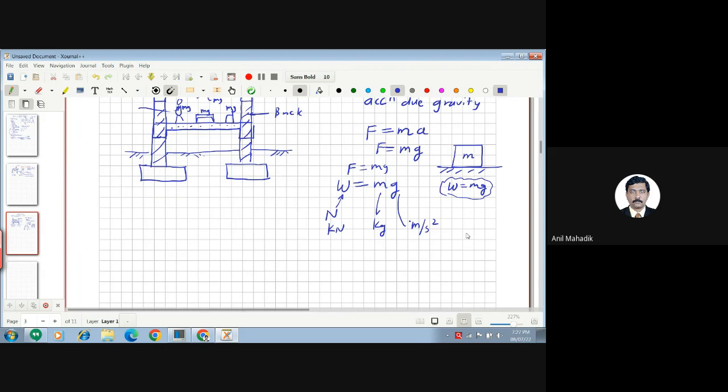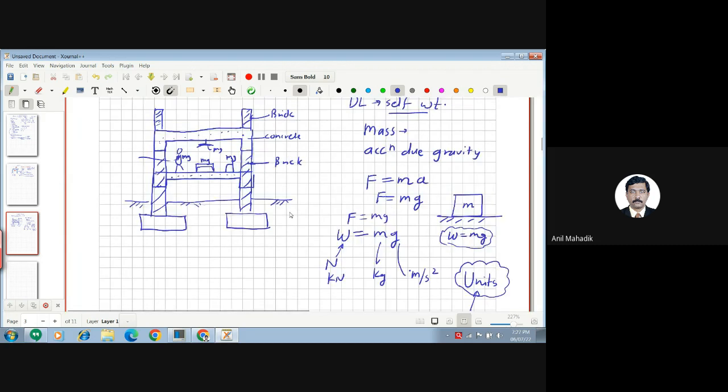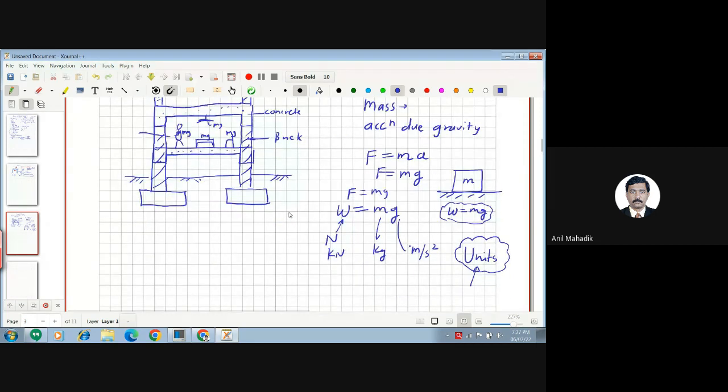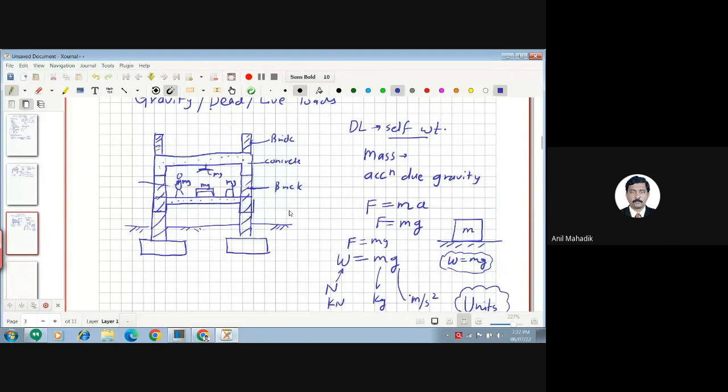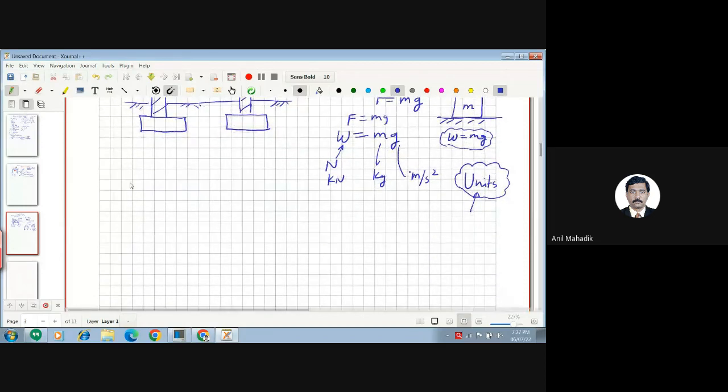Please, in structural engineering, keep in mind you should know the units of each term you are using, and please don't forget to write the units. Many times students and candidates make mistakes if they miss the unit part of any calculation. So don't miss that. You should know each and every unit of the terms you are using in the equation or in the mathematics. Okay, so if you want to calculate the weight of any object, you need density. So what is density actually?